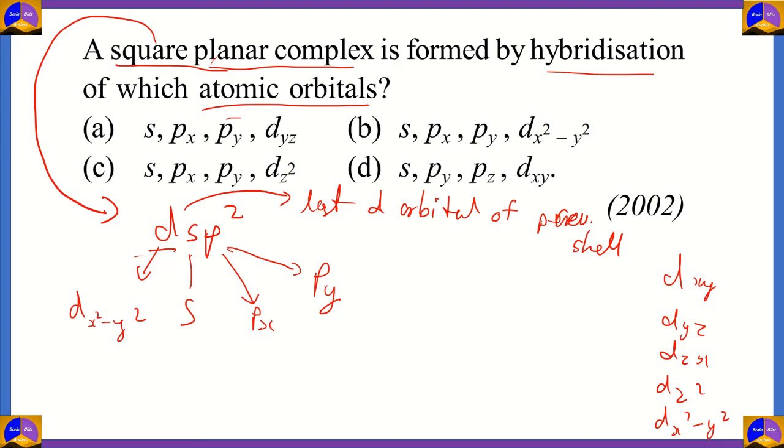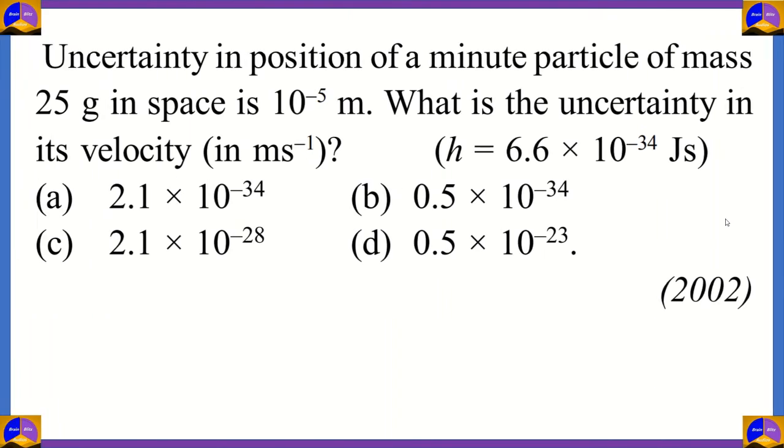So therefore, if you're looking at the given options, you can see that option B is the correct answer to this question. Option A is almost correct, but dyz is incorrect. And in option C, again, dz square is shown, so that's incorrect. In option D, the p orbitals are also marked wrong, so option D is incorrect. The right answer is option B, s, px, py, and dx square minus y square. That is the correct answer for this question asked in 2002.